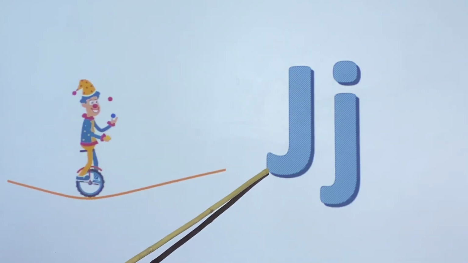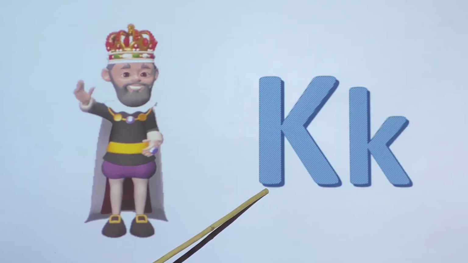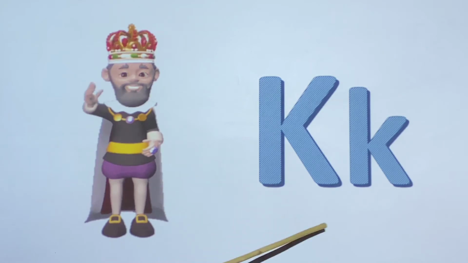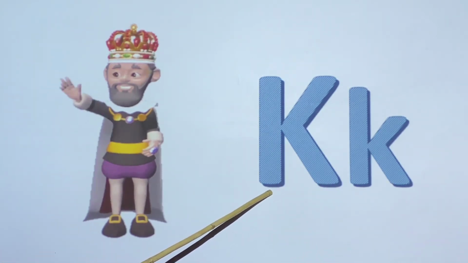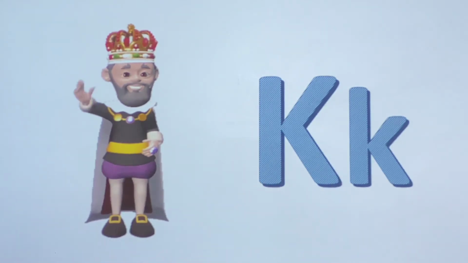And J after, what is the next letter? See here, children. K. What is this letter? Capital K, small k. Again, repeat with me, children. Capital K, small k. And K for king. Very good. K for king.